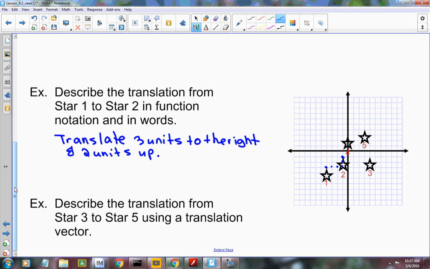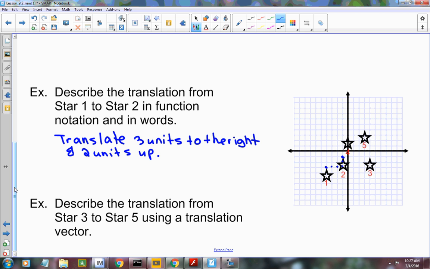Well, the directions ask me to express it in words and in function notation. So you have to know how to do both, all right? The next one we're going to do a vector notation like what you're wanting to do. All right, so that's how I put it in words.